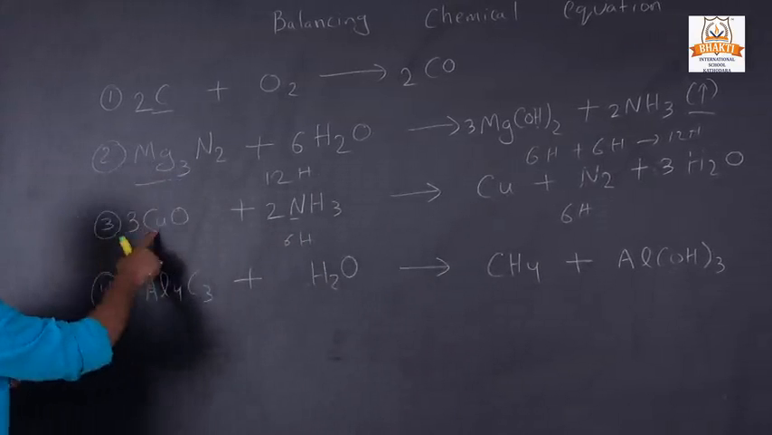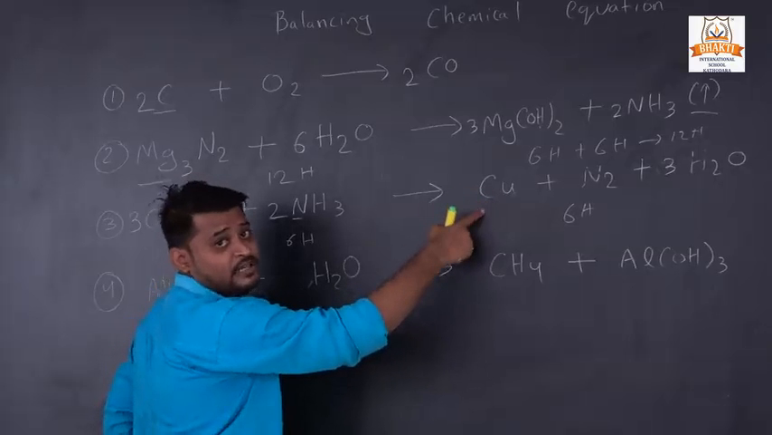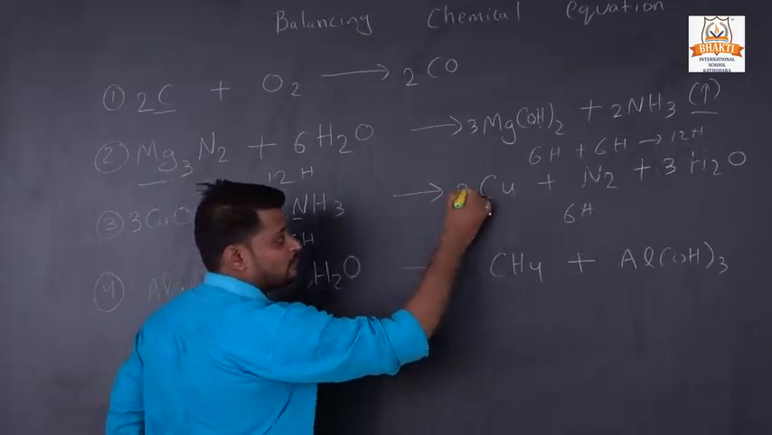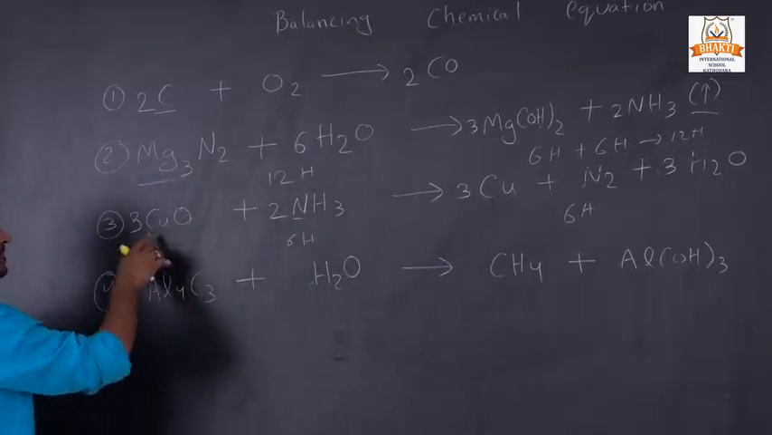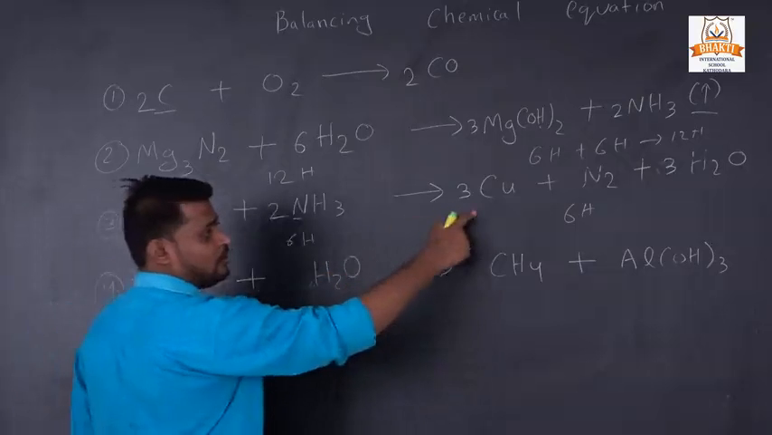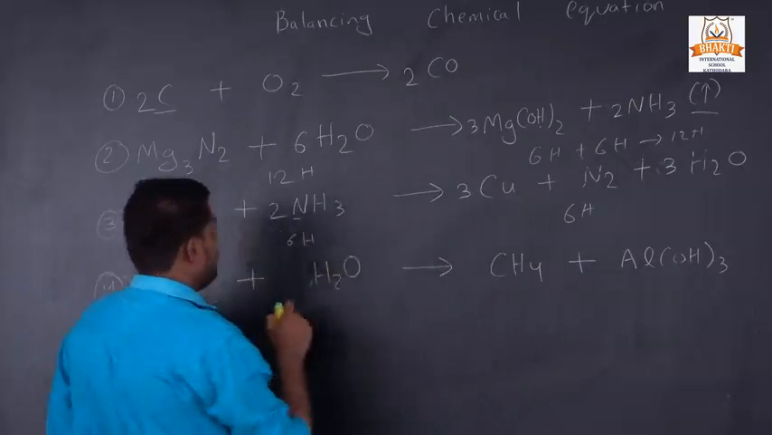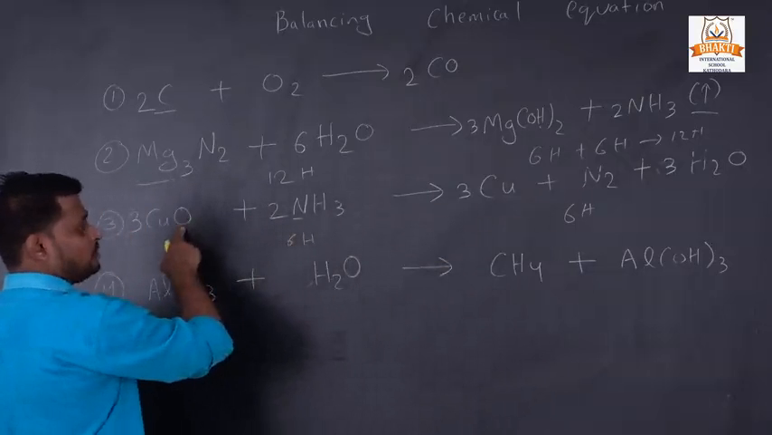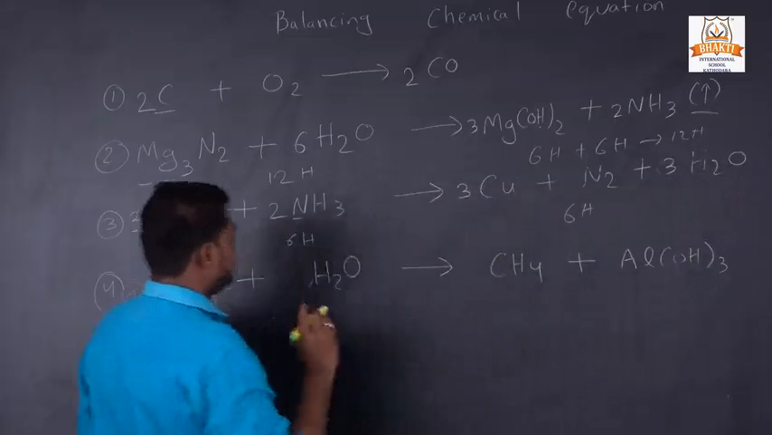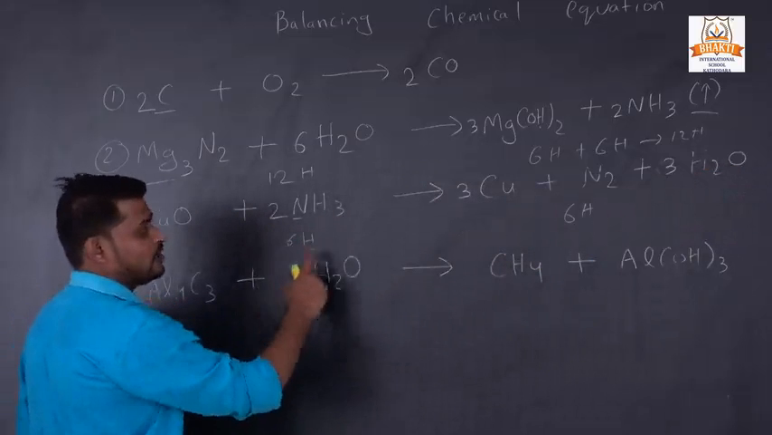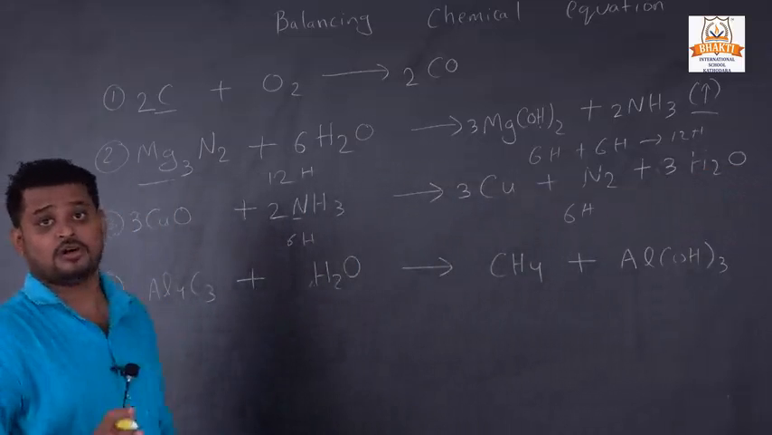Now here copper 3, here copper 1, means we have to multiply copper in the product by 3. So again we will change. So we will again see 3 copper, 2 nitrogen, then oxygen, here 3 oxygen, here also 3 oxygen, now here 6 hydrogen and 6 hydrogen. So these equations are also balanced.